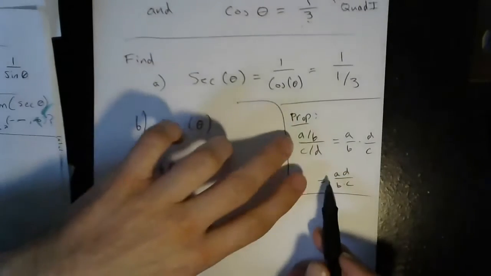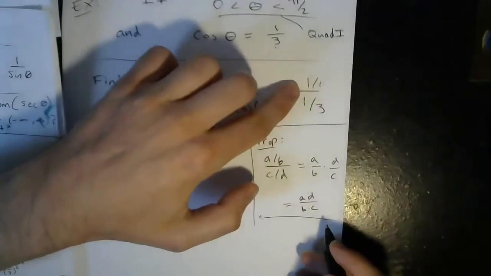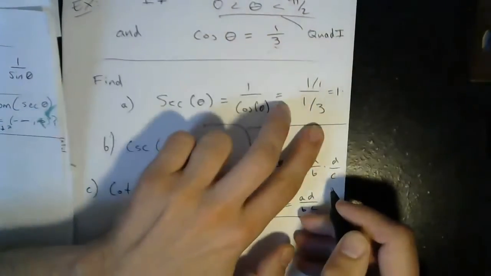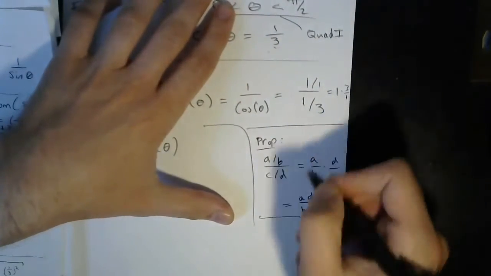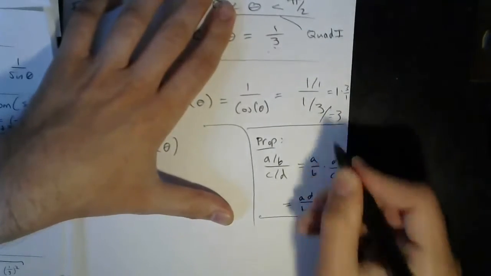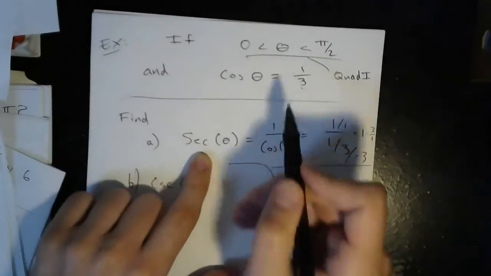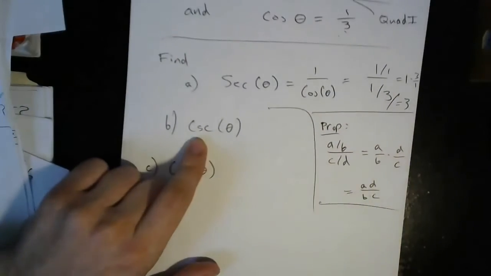Right, so this is fraction of fractions. So this top fraction is 1 over 1. So this is 1 times 1/3 upside down, which is 3 over 1. 1 times 3 over 1 is just 3. So secant theta is 3 if cosine is 1/3.